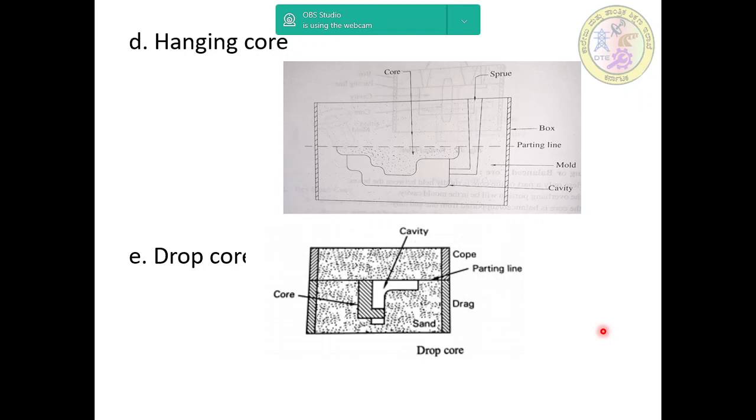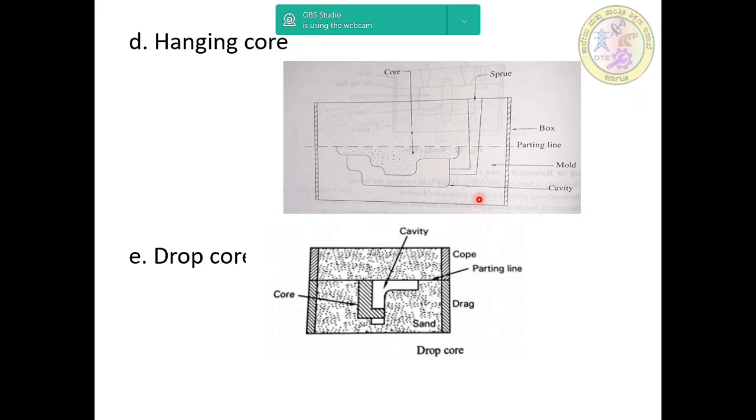Next one is the hanging core. The figure shows the hanging core. See, this portion is the core. While pouring, the molten metal will enter the mold cavity. This portion is the mold cavity. It will not enter this core portion. You have to hang the core on one side.